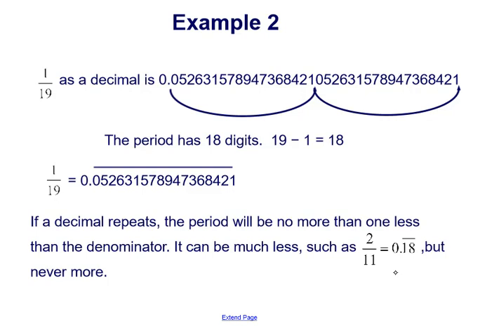So it just helps you identify what those repeating digits are, what's going to be included in the period or cycle, and how many digits you actually have to check. Because again, if a decimal repeats, the period will be no more than one less than the denominator.